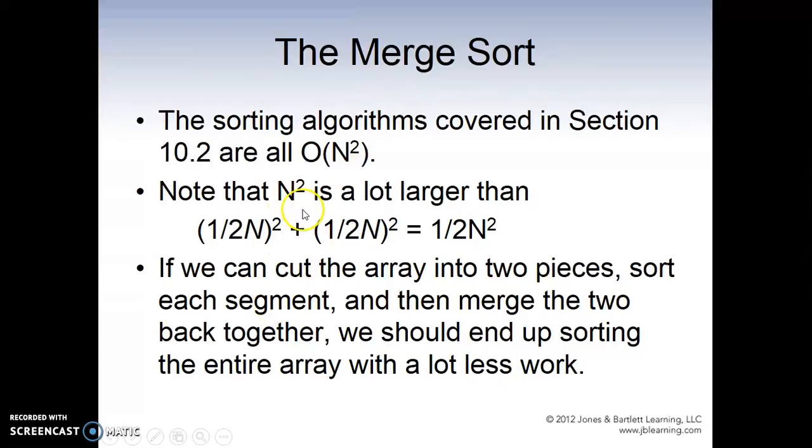So note that n squared is very big, right? It's a lot larger than half n squared. Now if we have half n squared plus half n squared, so this could be one half n squared plus one half n squared, that's going to give you the result of n squared, because the common factor is 1/2.